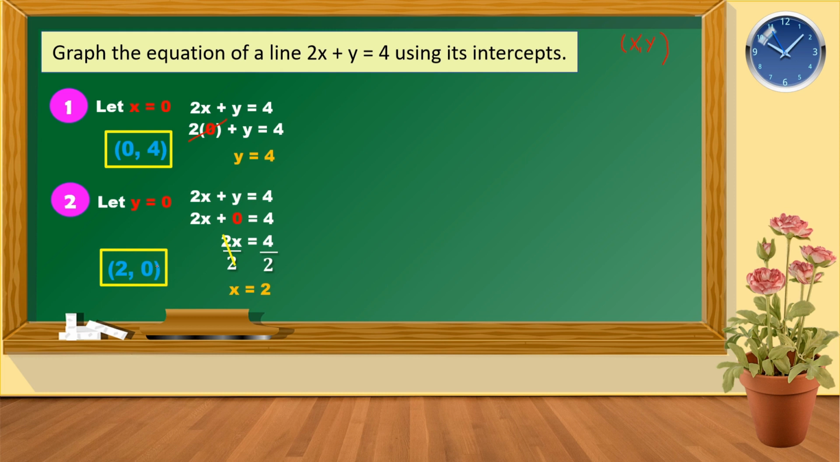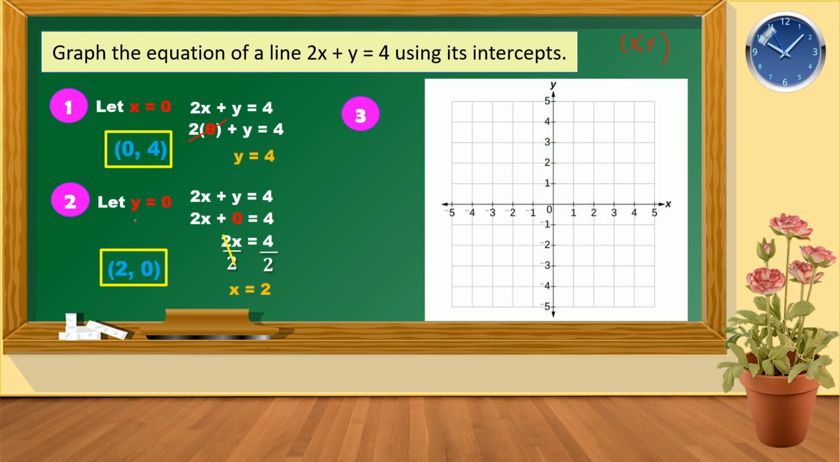Since meron na tayong x and y-intercepts, we can now proceed with step 3. And what is now the step 3? The step 3 is graphing. There you go. So, ilolocate lang natin si (0, 4) and (2, 0) in our Cartesian plane. (0, 4), as you can see, y is 4.